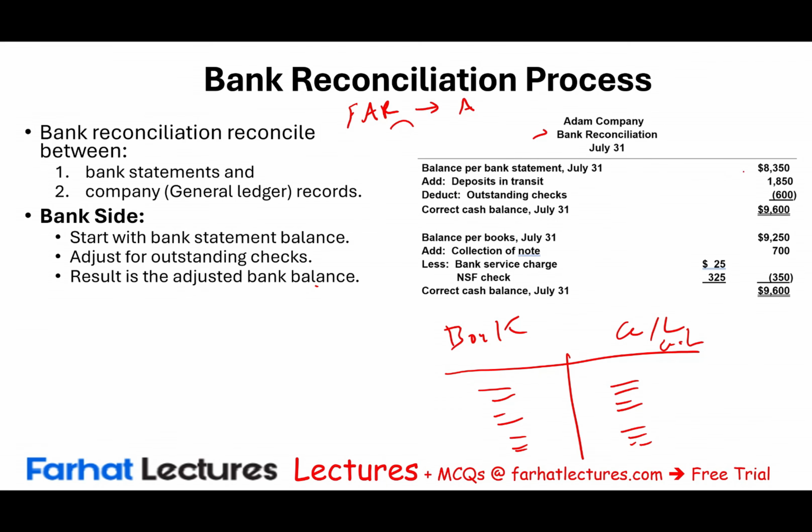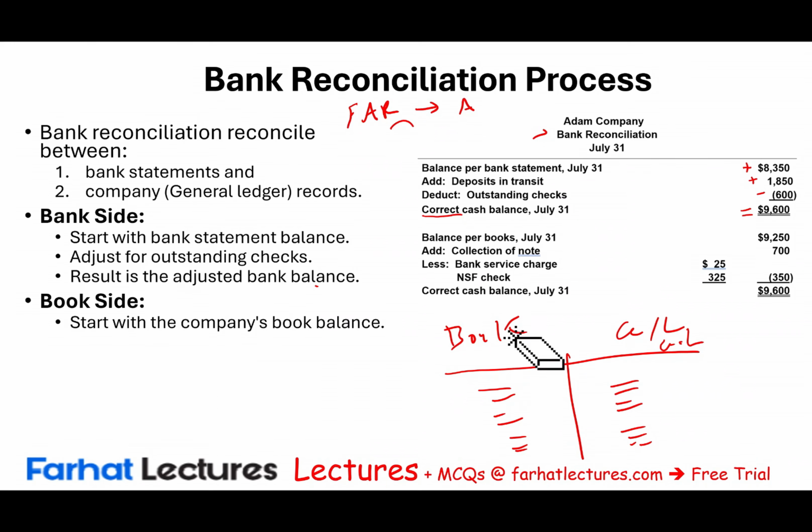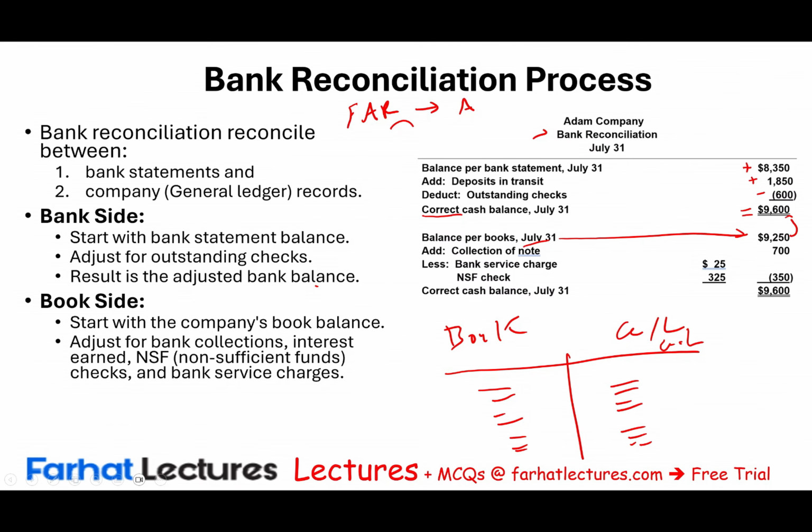So for this purpose, the bank statement was 8,350. Deposit in transit were 1,850 minus outstanding checks. Our adjusted bank balance is 9,600. Now we look at our book side and we'd say, okay, balance per books as of July 31st, because we're looking at July 31st, 9,250. Notice it's different than the bank balance. Then we have to account for any differences.